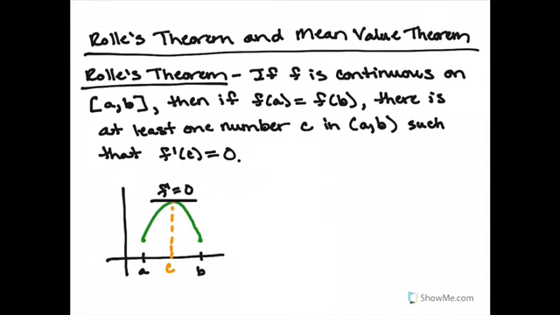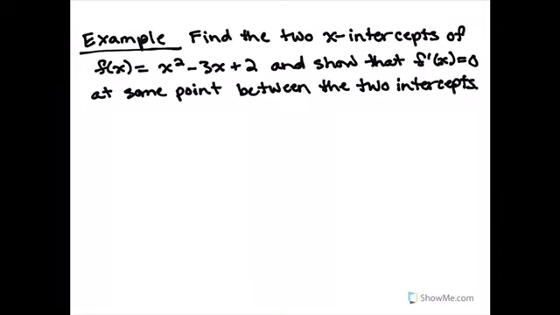Okay, so what can we do with this? Find the two x-intercepts of this function, x squared minus 3x plus 2, and show that the derivative equals 0 at some point between the two intercepts. So basically we're going to solve for that x value. We're going to solve for c.